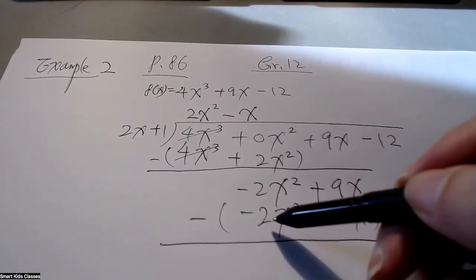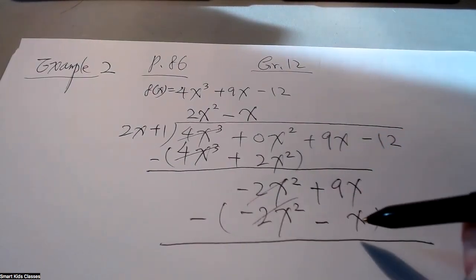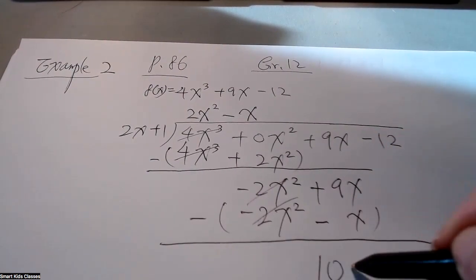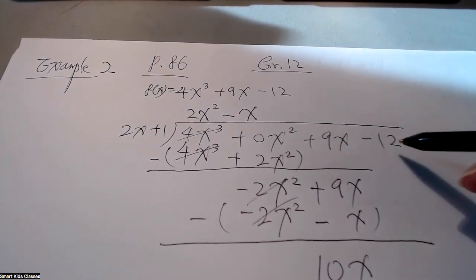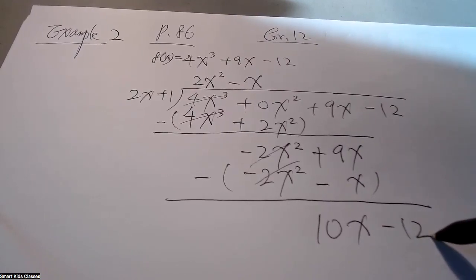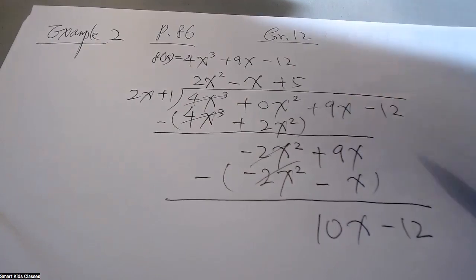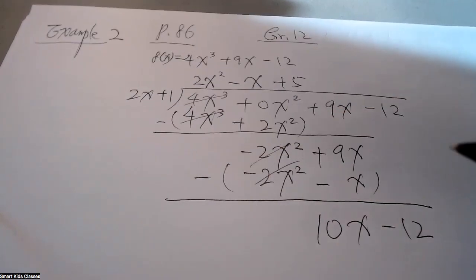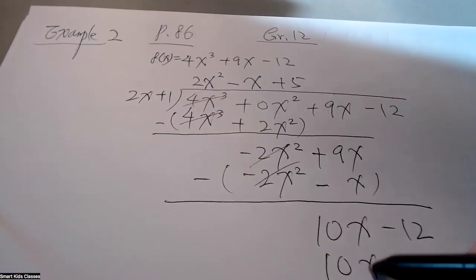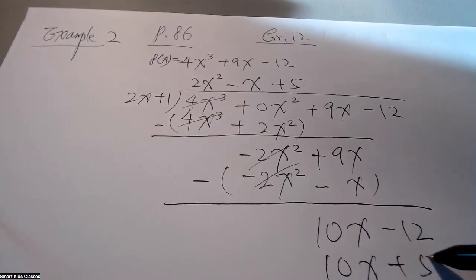Negative, negative, positive, we cancel the first term. Negative, negative, positive, we get a 10x. And we bring down the last term. The last term is negative 12. And we're going to try a positive 5 here. So 5 times 2x, we get 10x. And 5 times 1 will be positive 5.